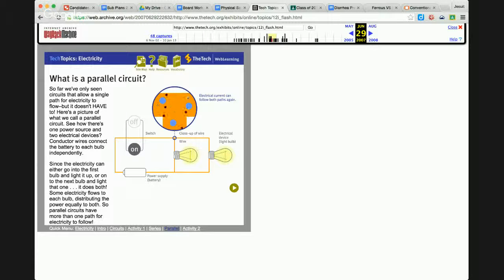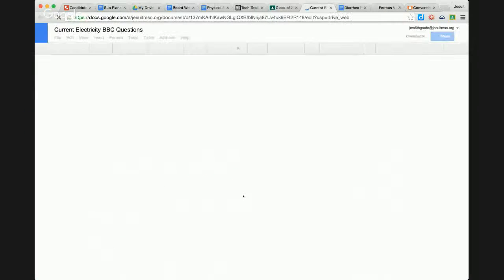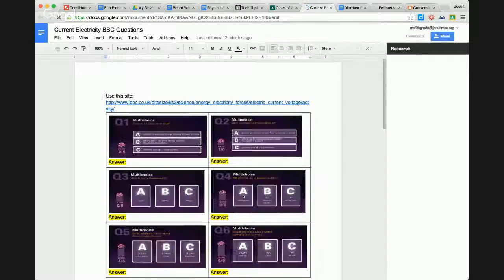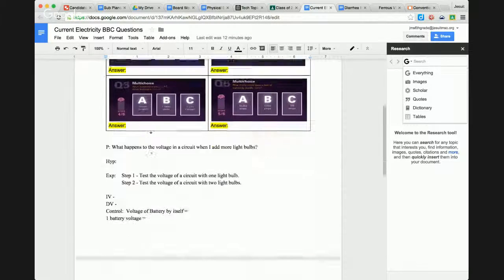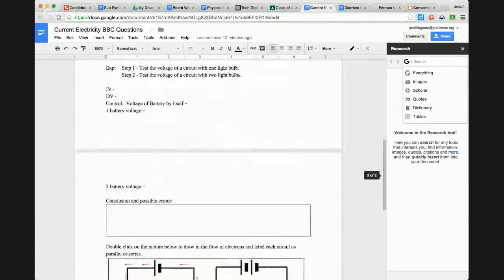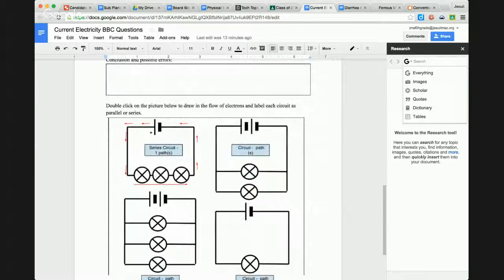Now if you guys go to Google Classroom, you are going to open up the BBC current electricity sheet, and you're going to go to this BBC website, and on this BBC website it's going to take you through a series of questions about volts and amps and current and things like that, and you just write in your answer A, B, or C in the answer space. You're going to skip over the lab portion of it. We'll do that tomorrow.